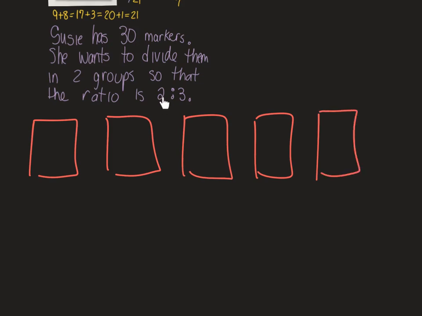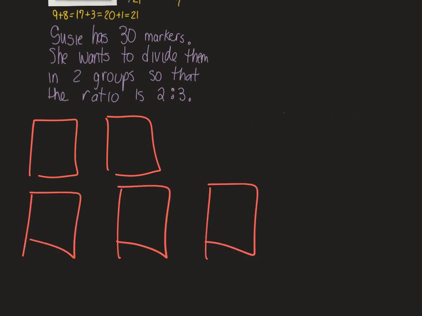Because 2 to 3, if I added those together, would be the total. So if I had added them together, I have 5 groups. Oh, you know what I think I'll write? I'd rather write it like this, because I know that I have 5 groups because 2 plus 3 is 5. And 2 and 3, isn't that so much cuter?